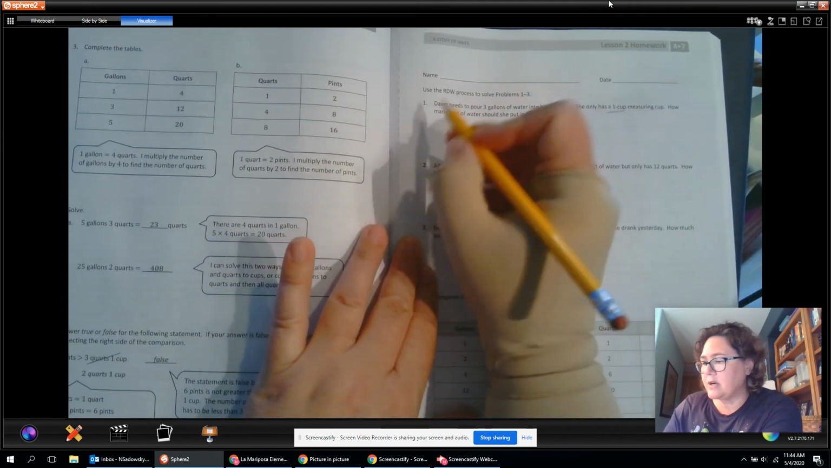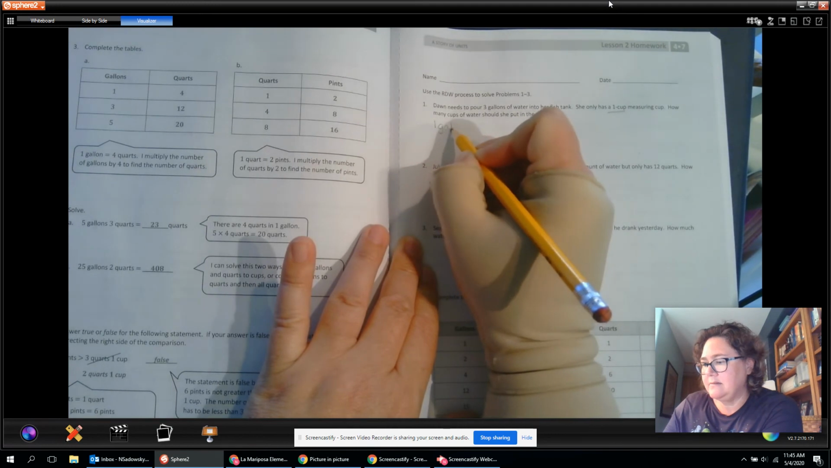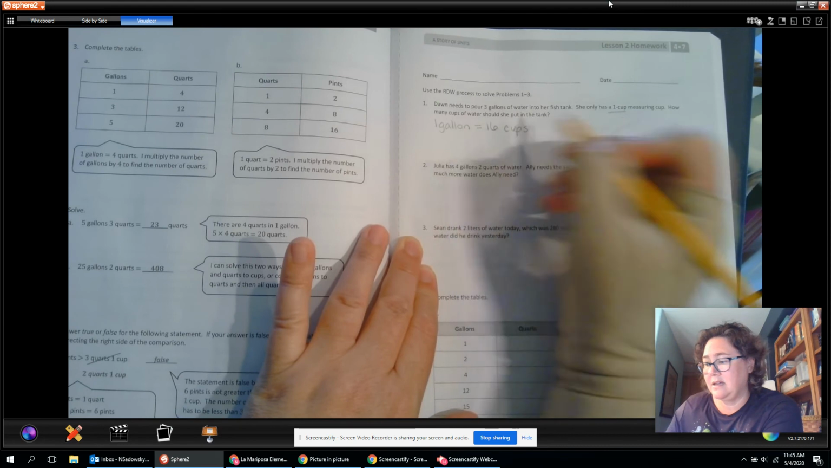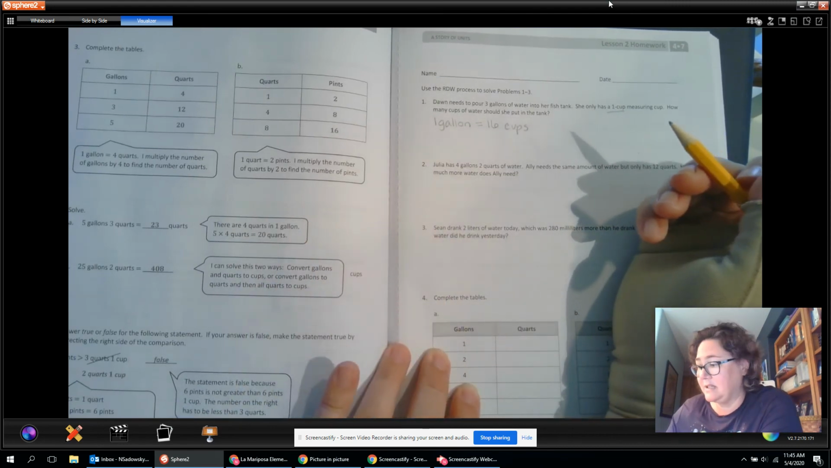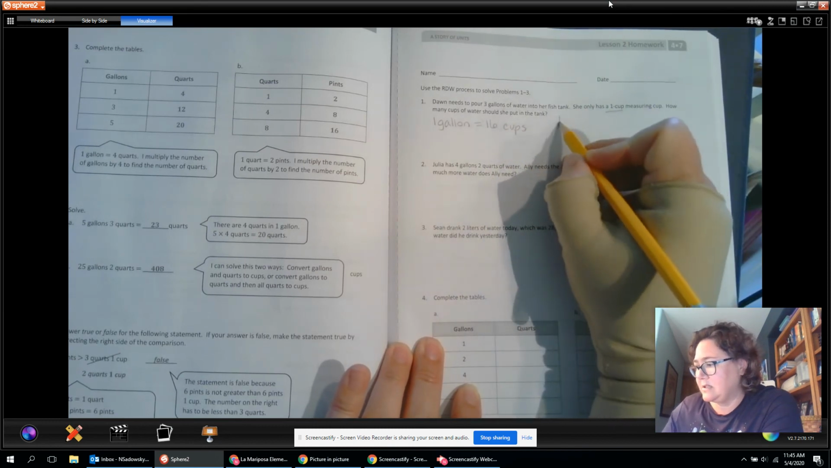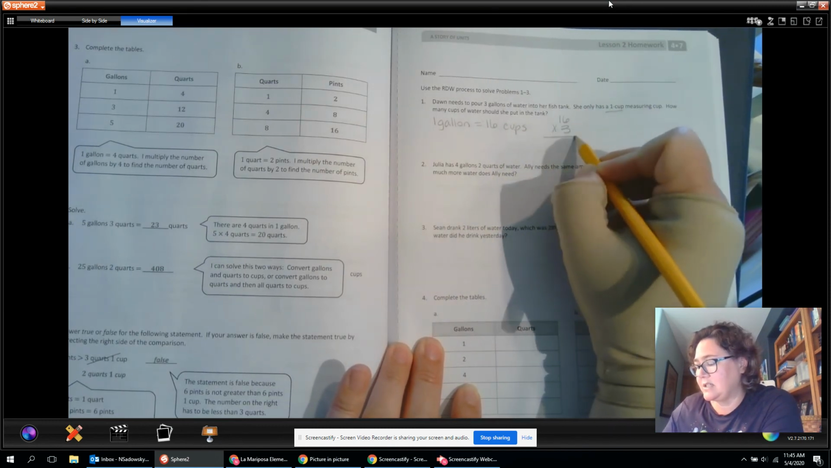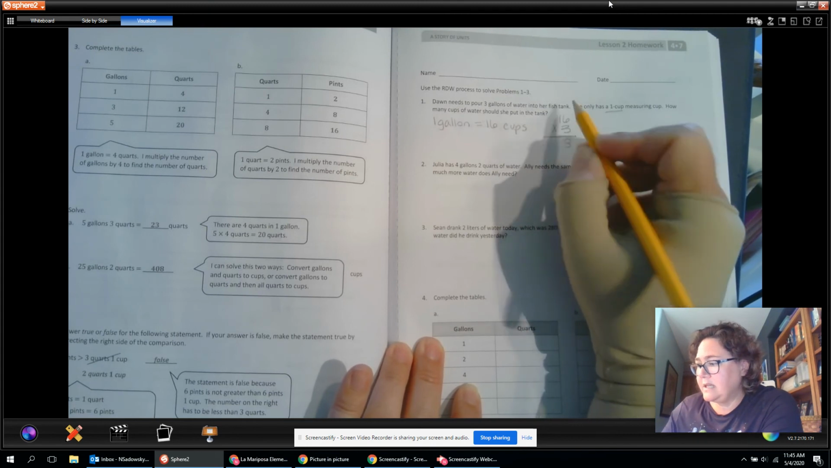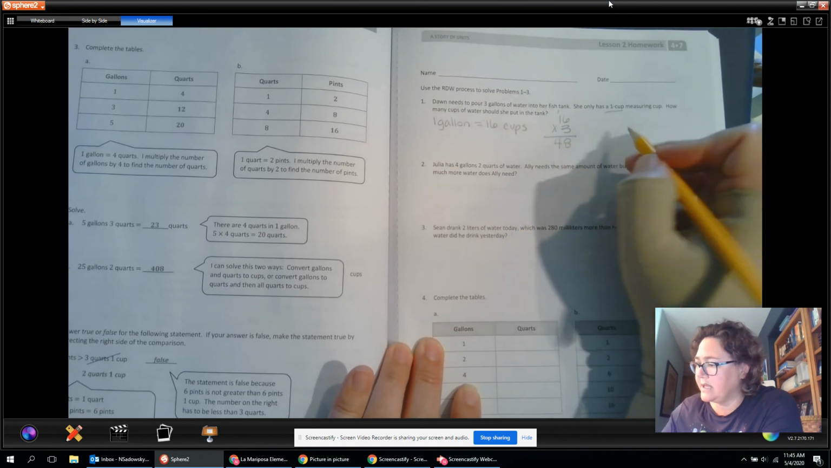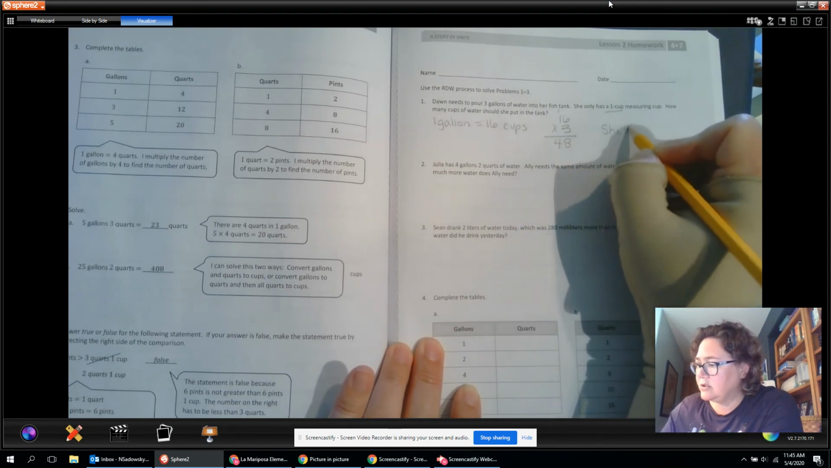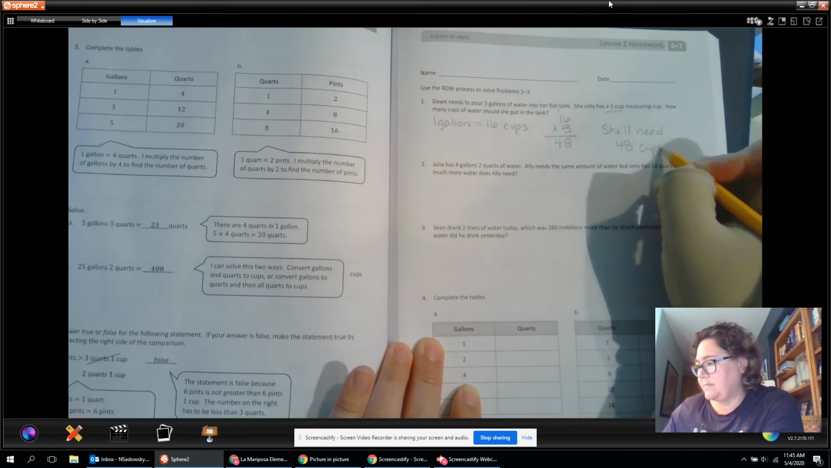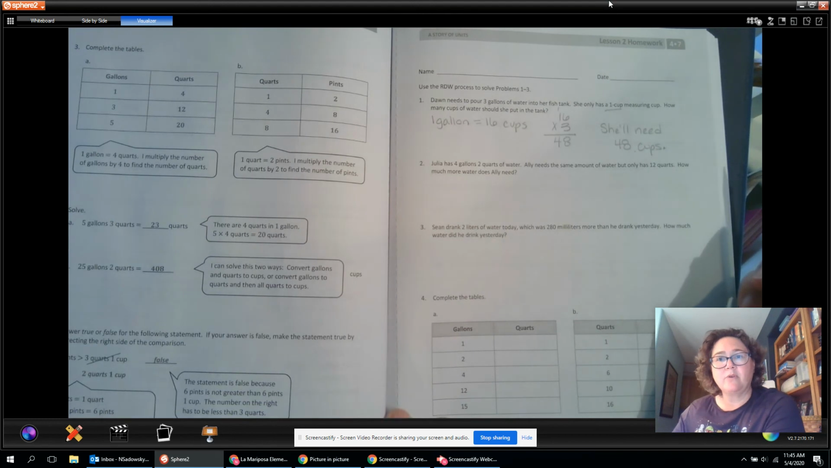Something to remember is that 1 gallon is the same as 16 cups. It takes a lot of cups to fill a gallon. So if 1 gallon is 16, we're going to need 3 of them. That's 16 times 3. 6 times 3 is 18, carry the 1, 3 times 1 is 3, add that 1 more, we're dealing with 48. So she'll need 48 cups. Hopefully that went well for you.